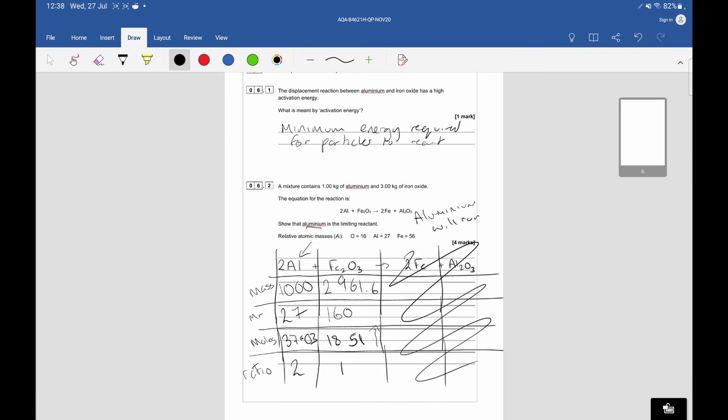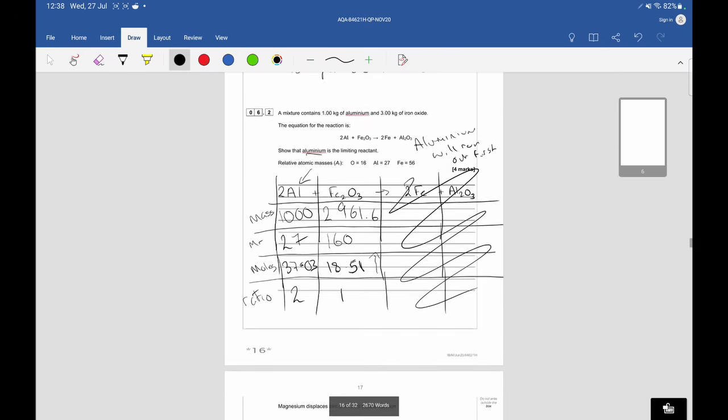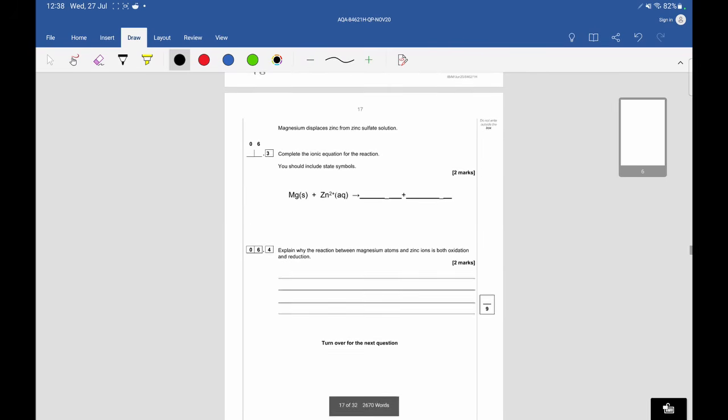We'll spend more time using these tables to predict this reaction, because using the table makes this much, much simpler. If that number were 3,000, we'd know that there's the right amount of each. Because it's less than 3,000, we know we haven't got enough aluminium to react with it.